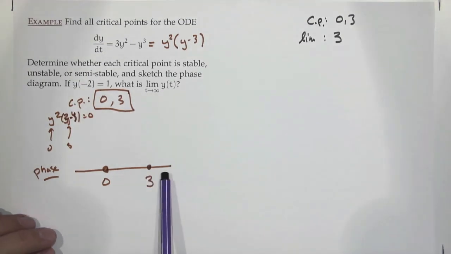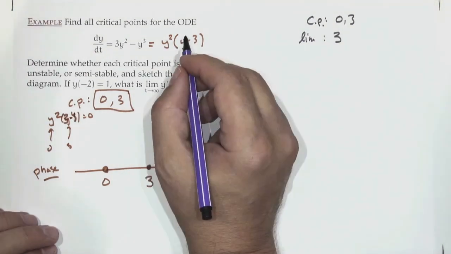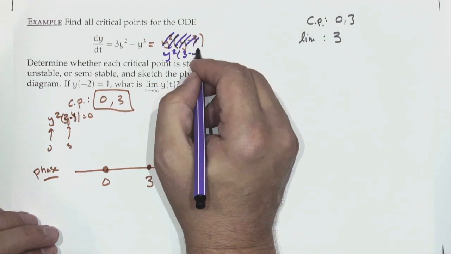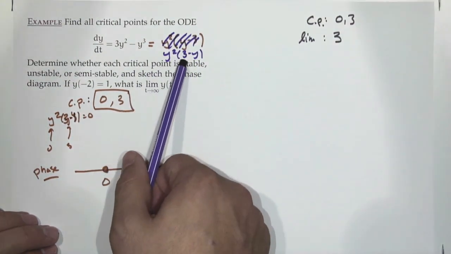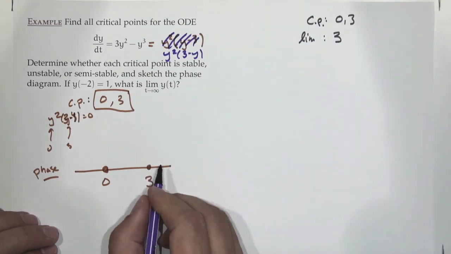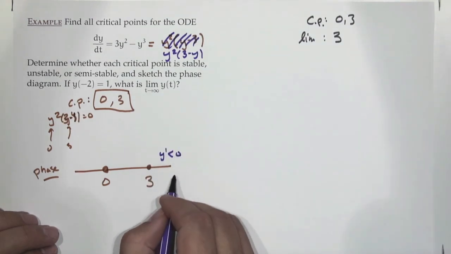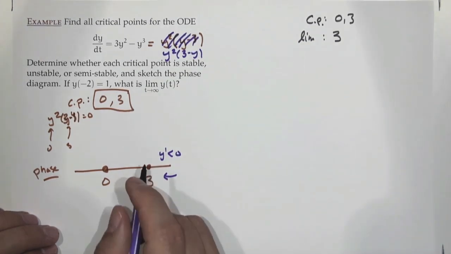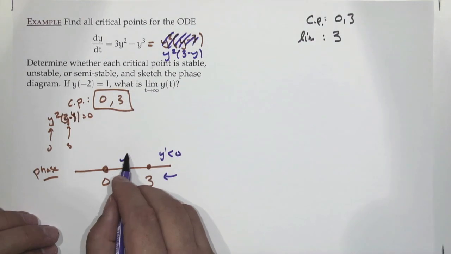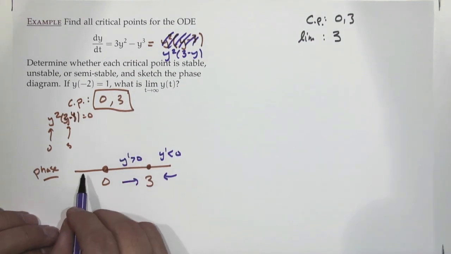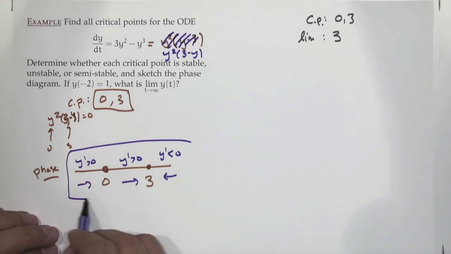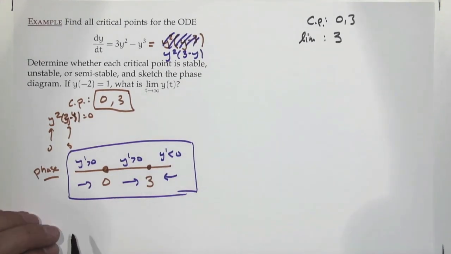Yeah, so if I plug in like 4, why did I put y minus 3 up here? If I plug in 4, you get a negative times a positive. So y prime is negative, moving down. Between 0 and 3, what's happening? It's positive, so we move up. If I'm below 0, what's happening? Positive, so moving up. Okay, so there's the phase diagram.